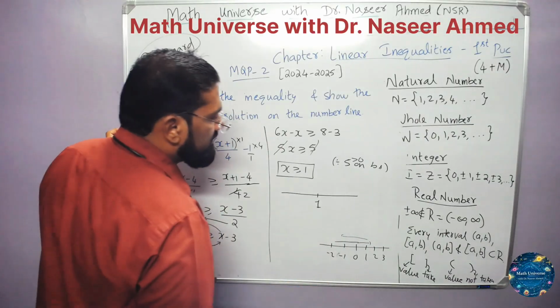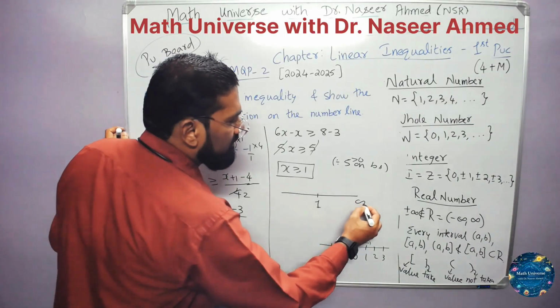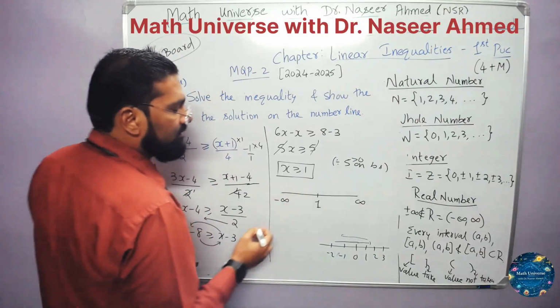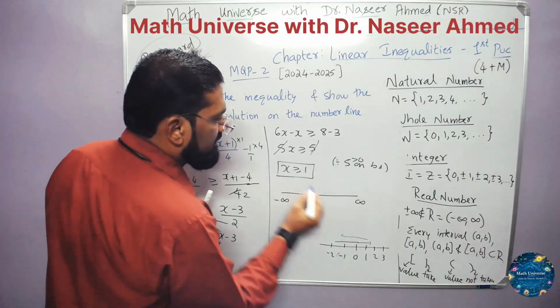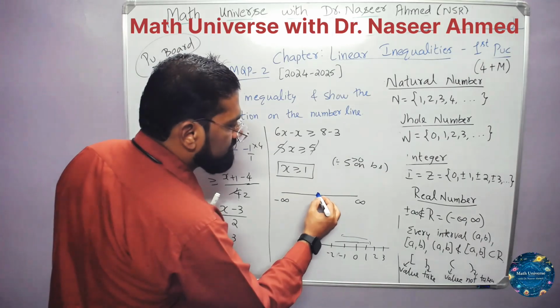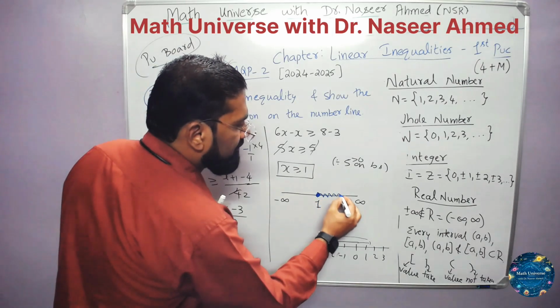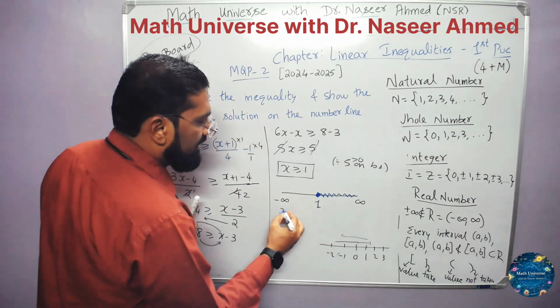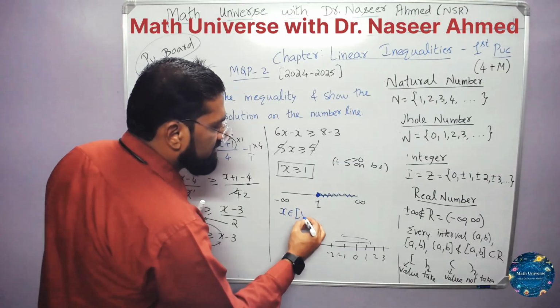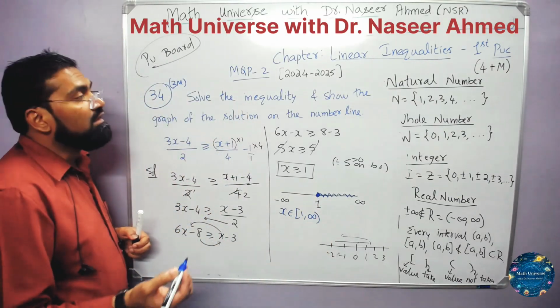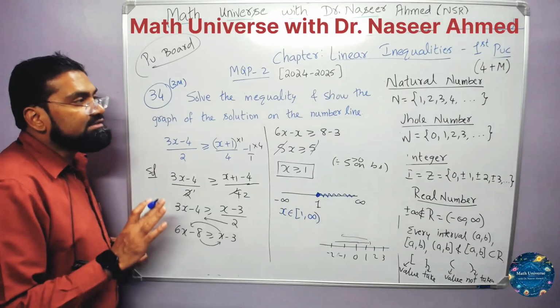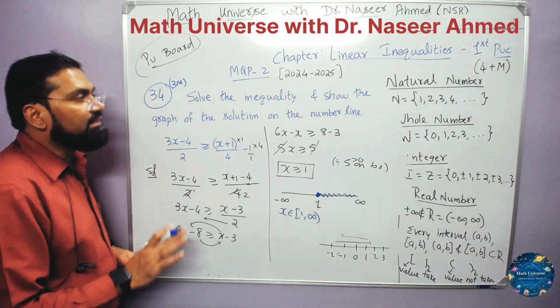As you go to the right, always the number will increase. So now I want larger than or equal to 1. Very simple from here. Equal is there. So close the bracket and shade. What's the answer? x belongs to the closed interval 1 comma infinity. Job done.